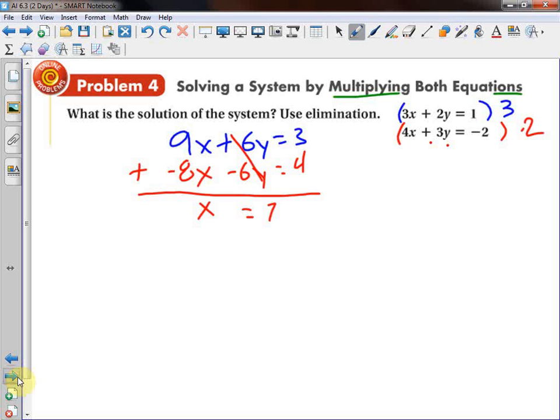Last is we have to plug in that 7 to solve for y. So I'll do the top one. I don't think it matters too entirely much, but top one looks good to me.